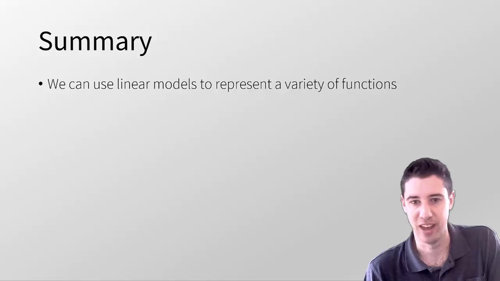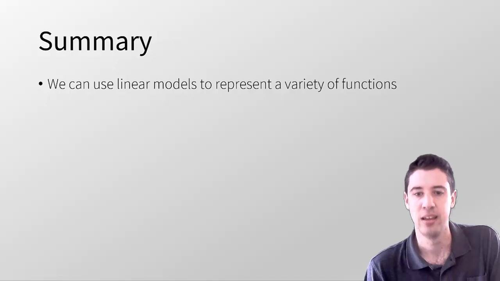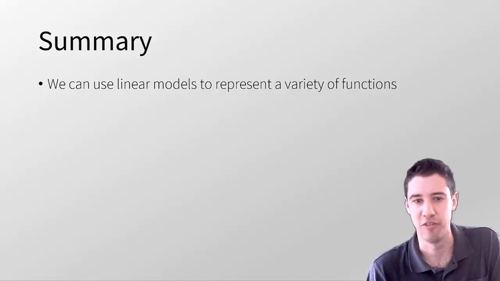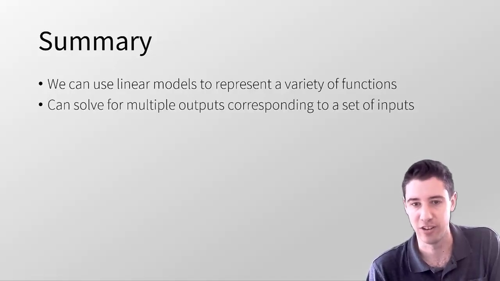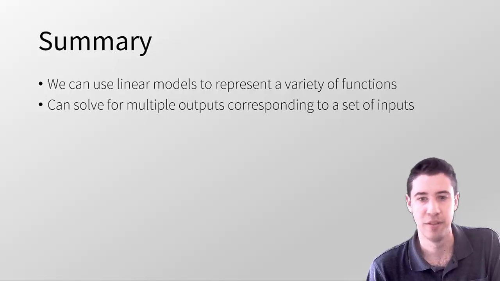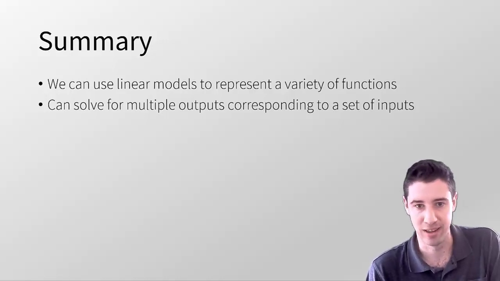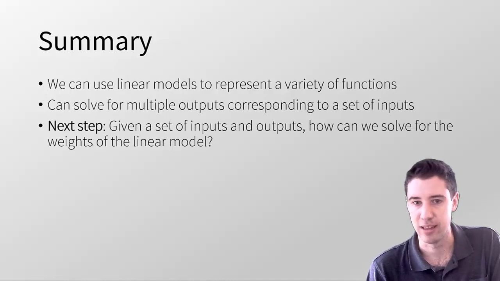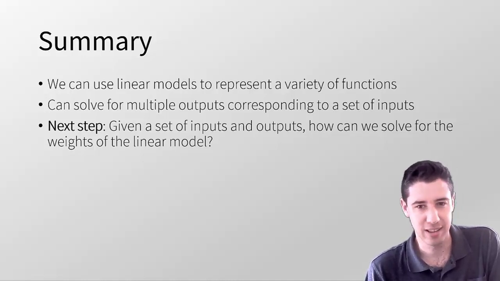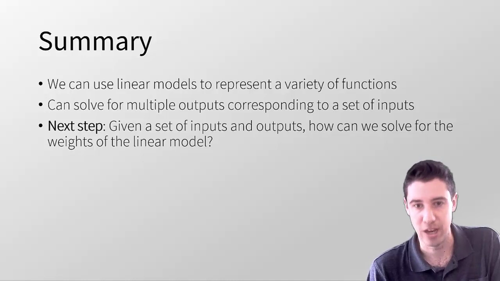So summarizing this brief lesson, we showed how we can use linear models to represent a variety of functions, including functions that didn't seem like they could have been linear to start with. We also showed how we can use matrix vector notation to solve a linear model for multiple outputs given a set of inputs. It also turns out that in using this matrix vector notation, we've actually set the groundwork for our next lesson, which will focus on how to do linear regression. In the next lesson, we will show that we can use the matrix vector notation to solve for the best fit linear model weights, given a set of inputs and output data.